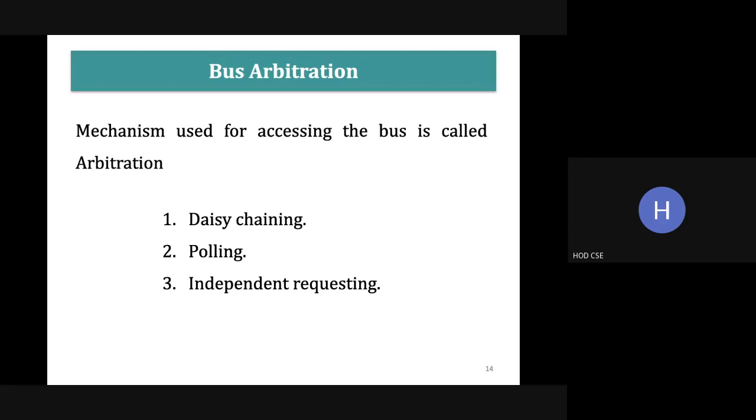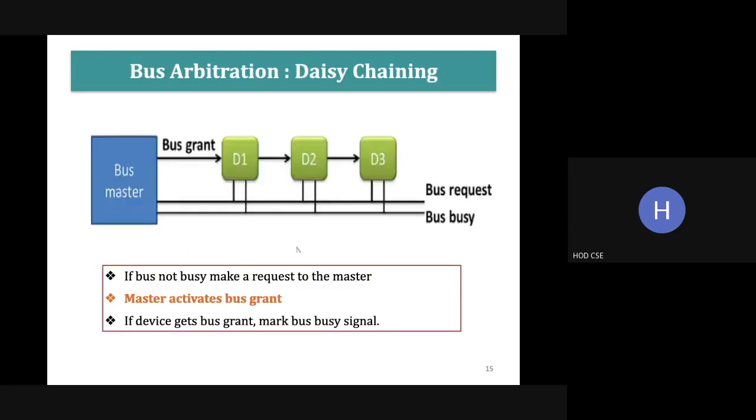So we have three mechanisms. That is, one is daisy chaining, another one is polling, and the third one is independent requesting. Okay. So these are the three mechanisms we are using for bus arbitration: daisy chaining, polling, and independent requesting. So let's see these three techniques one by one. The first one is daisy chaining.